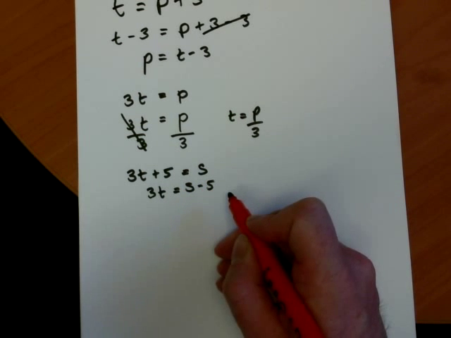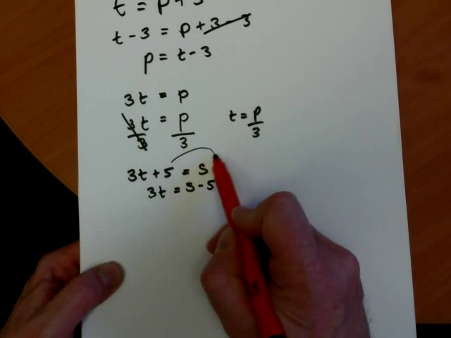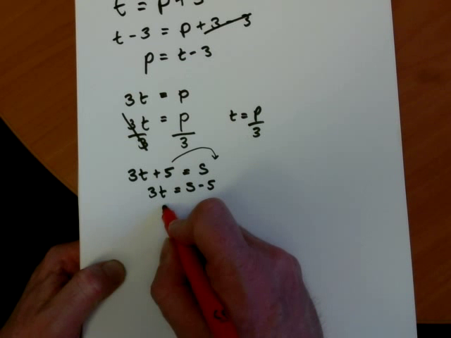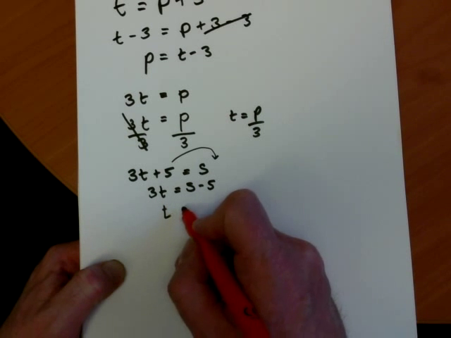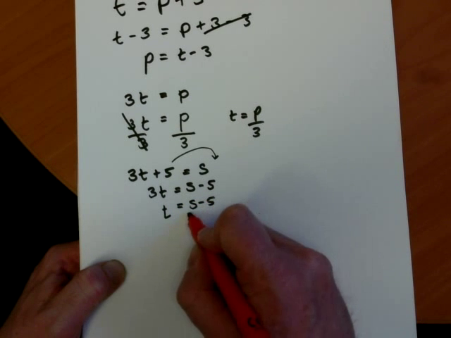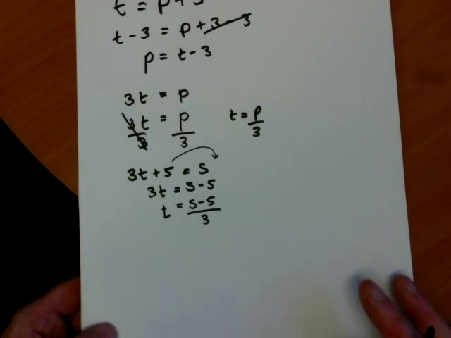Now, I'm not going to write it out like I did in the first example because it's really unnecessary, but you can see my 5 has moved to the other side and does the opposite thing. So plus 5 becomes minus 5. Now we have 3t equals s minus 5. So to undo the times by 3, we divide by 3, and now we have t as the subject of the equation.